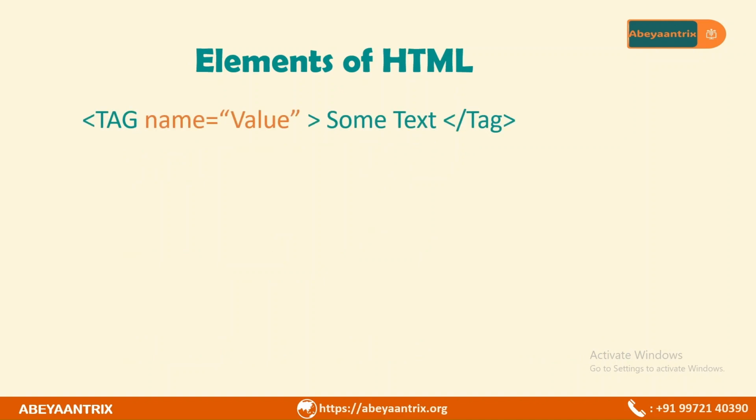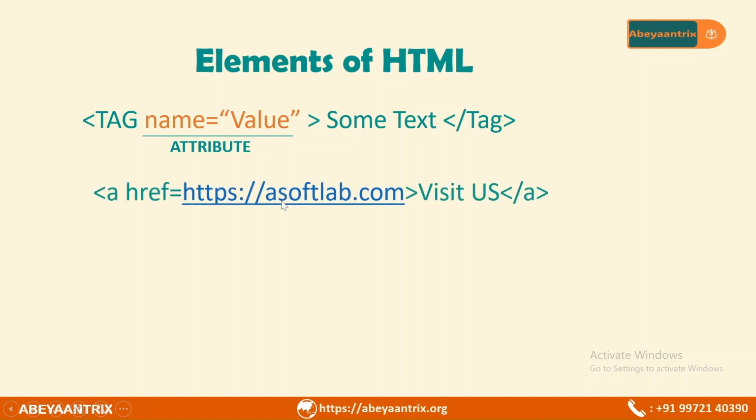Next, elements of HTML. These are the basic elements. Some tags have some property values, and those we call attributes. Inside the tag we write some properties, and those properties we call attributes. For example, there is the anchor tag, which is used to link to other pages. For the linking purpose we use one attribute, that is href. This attribute contains the link, and this we call an attribute.